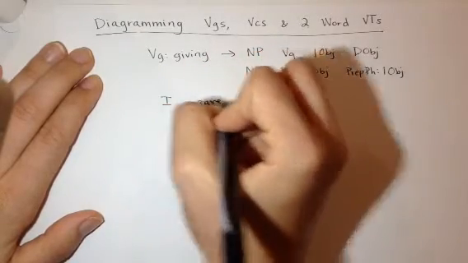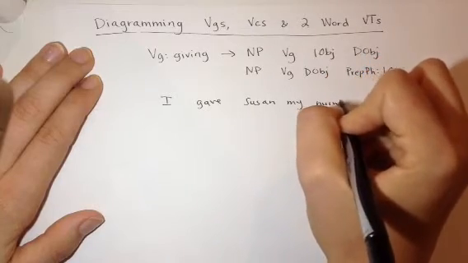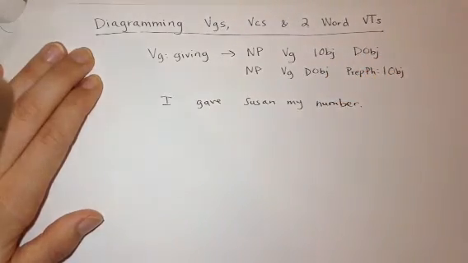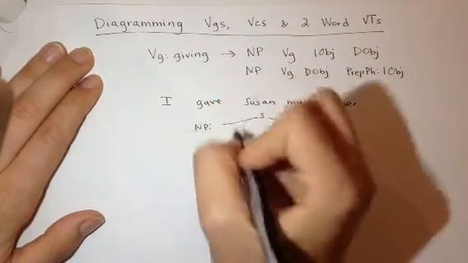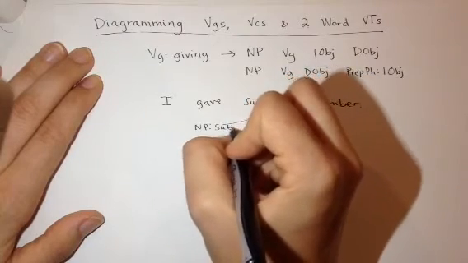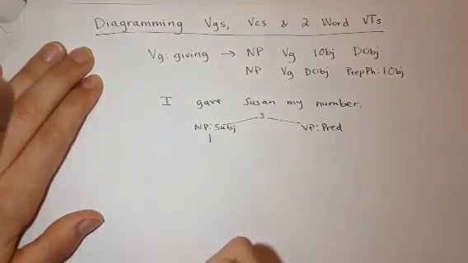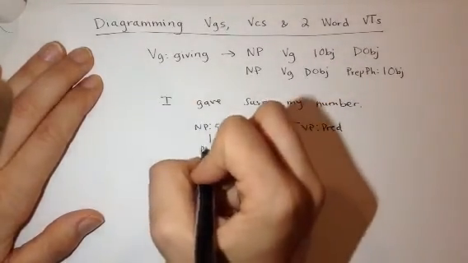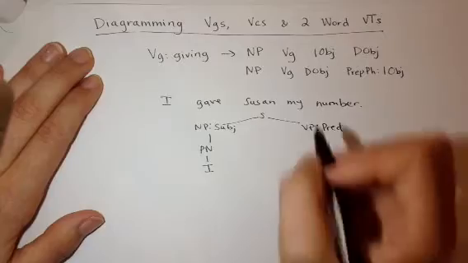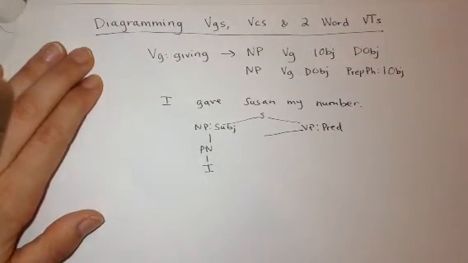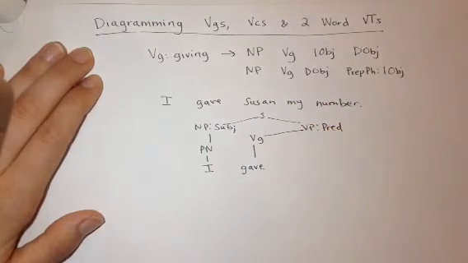I gave Susan my number. Okay, pretty simple. We always start with sentence. We always have our subject and our predicate. Now, I am going to point this out. You don't have to do it yet, but I would like you to get in the habit of putting PN for when you have pronouns instead of nouns. Okay? Then we have our verb. Our verb is a VG. Gave. All of this is stuff that we've done before.